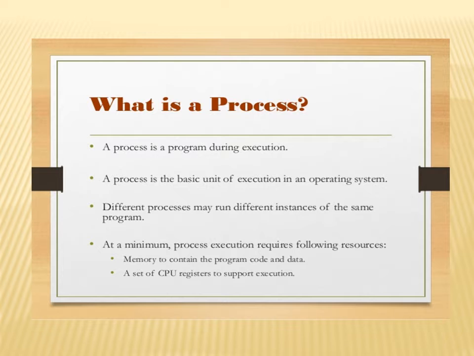So what is a process? A process is a program under execution, we can say. When the program execution starts, we can say that the process starts. A process is a program during execution. Means whenever we start any program, then we can say that the process starts. A process is a basic unit of execution in an operating system.